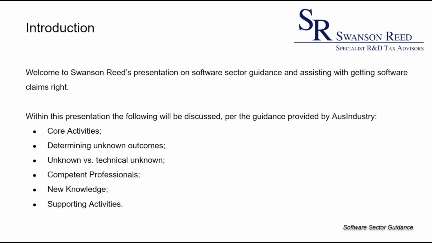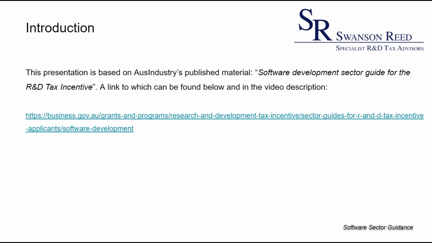Within this presentation, the following will be discussed, based on the sector guidance provided by AusIndustry: core activities, determining unknown outcomes, unknown versus technical unknown, competent professionals, new knowledge, and eligibility of supporting activities. This presentation is based on AusIndustry's published material, Software Development Sector Guide for the R&D Tax Incentive, a link to which can be found within the slides. The latest AusIndustry software sector guidance was dated April 2022. Additional links which may be of assistance can also be found in the video description.